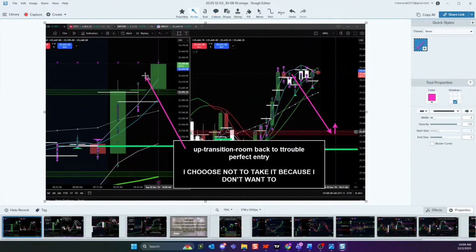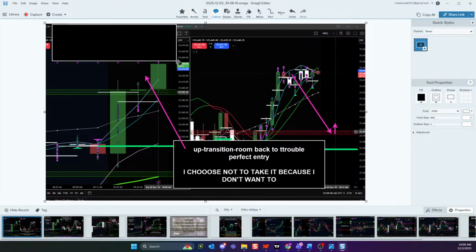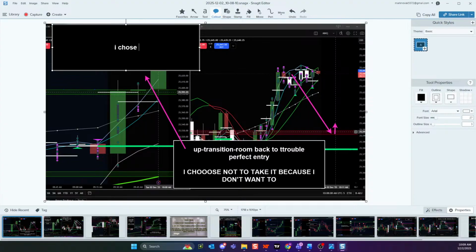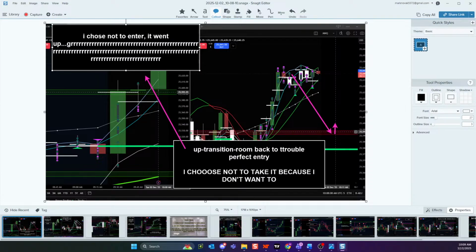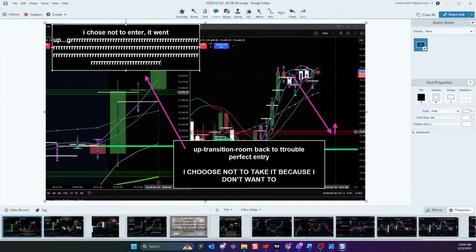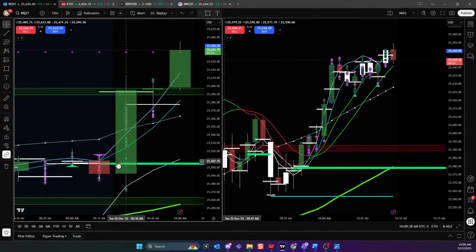But here's the part that most people can't do. Here's the second part. I chose not to enter. It went up. Grrr, I'm going to go kick the dog. I knew it was going to go up. I wasn't comfortable, but now I'm mad because I missed it. So if you make the choice not to follow your rules, you can't get mad about the outcome. If you make the choice to follow your rules, you can't get mad about the outcome.